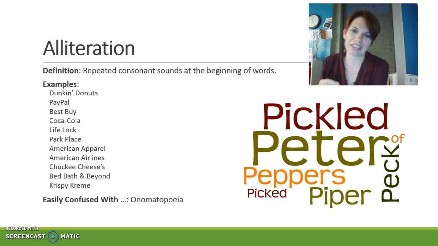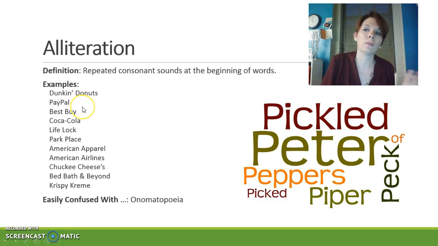Alliteration is repeated consonant sounds at the beginning of words. Lots of tongue twisters are alliterations. Over here you see one: Peter Piper picked a pack of pickled peppers. So the p sound. Alliteration is also great when you're trying to come up with names for companies or products or different ideas.